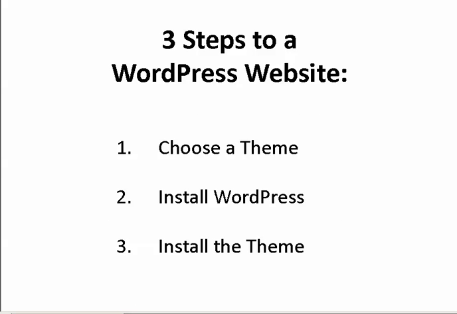So now you're going to run through these 3 steps easily to create a website with WordPress. Step number 1 is to choose the right theme. The next step is to install WordPress, and the last step is to install the particular theme that you want to use.